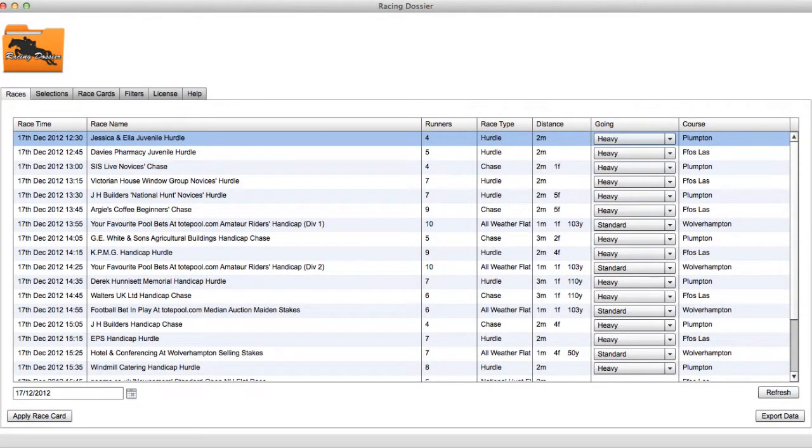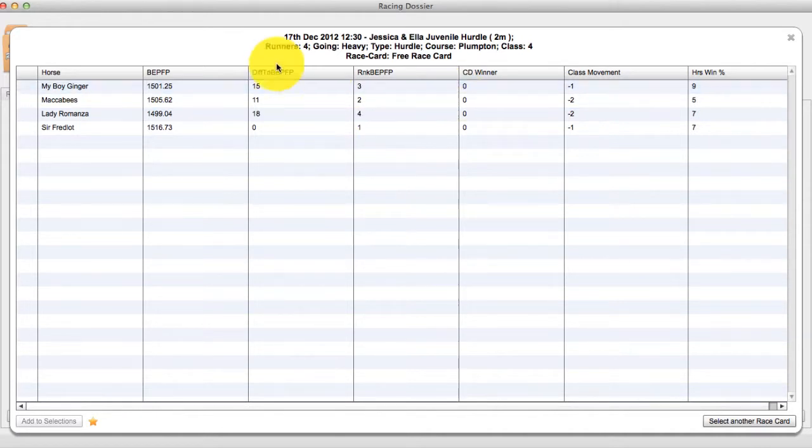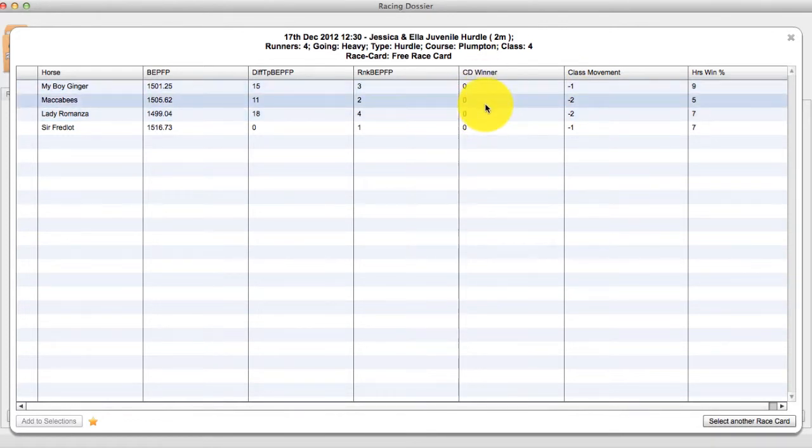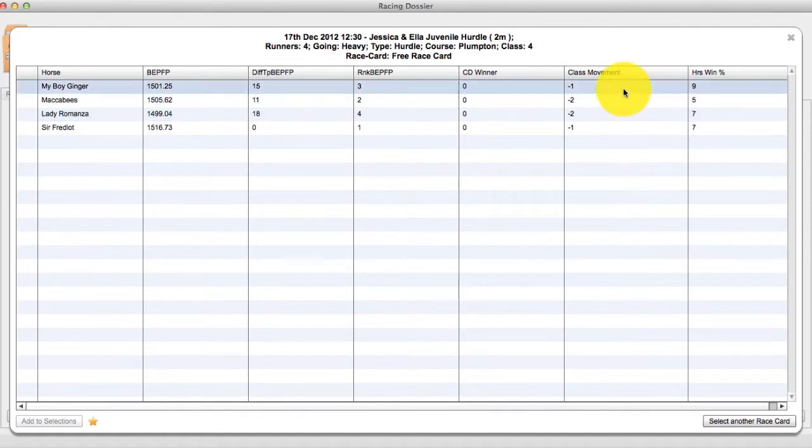Right, so how do we go about using these ratings to find us winners? Well, I'm going to open the first race of the day, and here are our ratings. Now, course distance winner, so none of these runners are course distance winners. Class movement, this means that they are changing their class, they are dropping in class. And horse win percent, so the amount of races each horse has won.